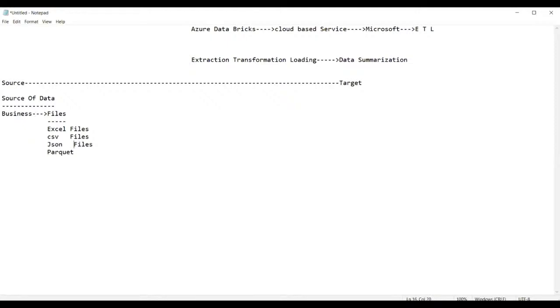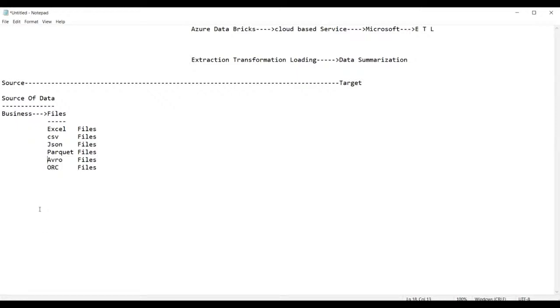You have the Parquet files, and then you can have Avro files. And then we can also have ORC files, various types of files. That means we get the data ultimately from the business, and this data will be recorded in the form of Excel files, comma separated value files, JSON files, Parquet files, Avro files, ORC files.